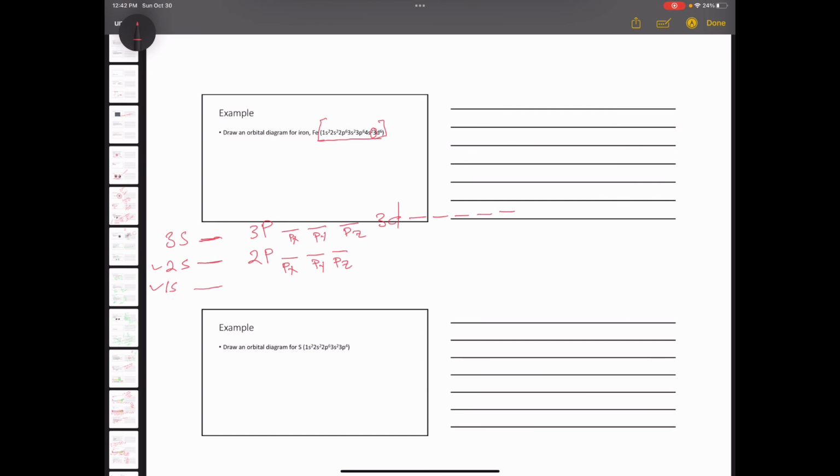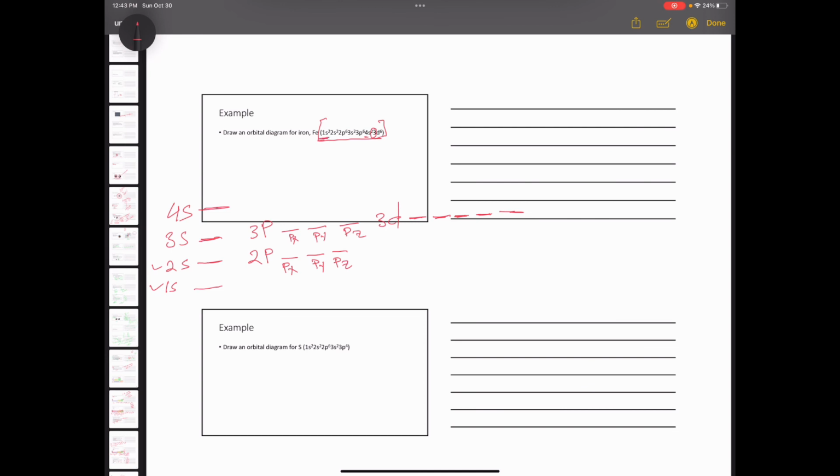Next, I have the 4s right here. So this is going to be my 4s. How many lines do I have for the 4s, or how many sublevels for the s orbital? That is only one sublevel for the s orbital. Okay? So now what I need to do is start filling my electrons.